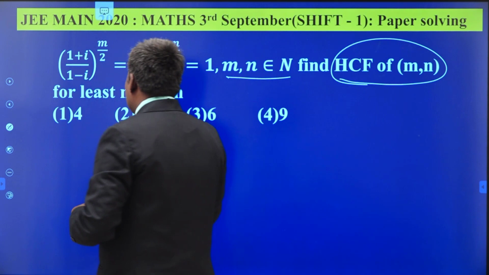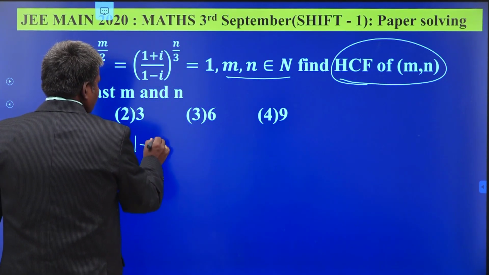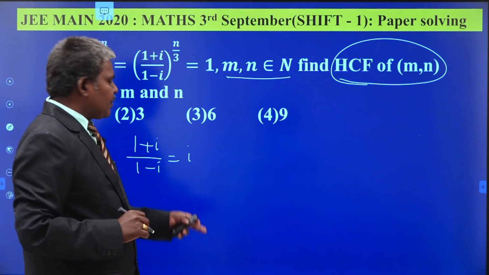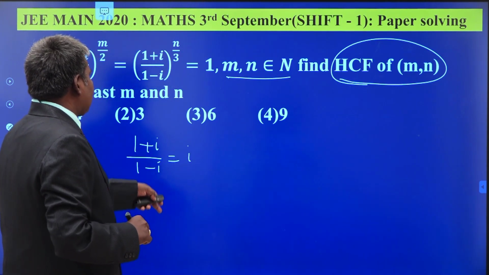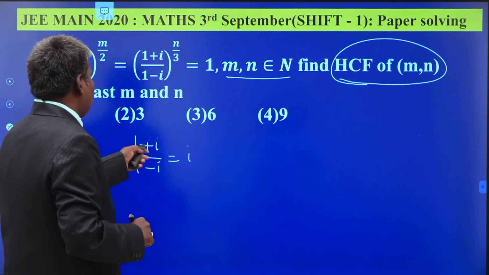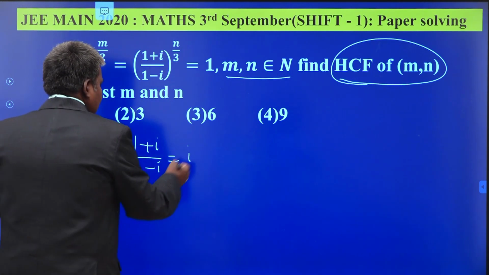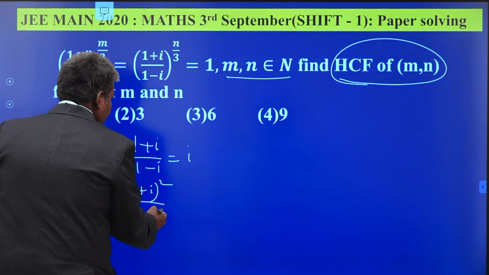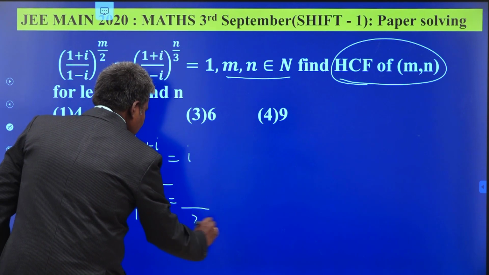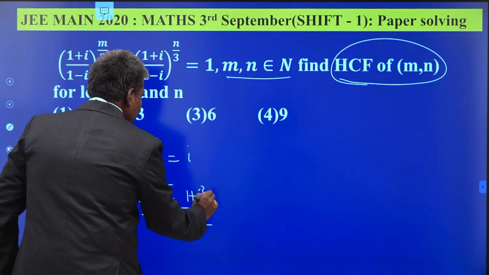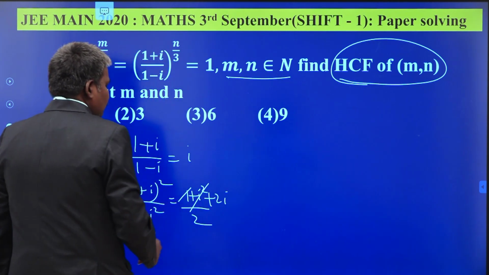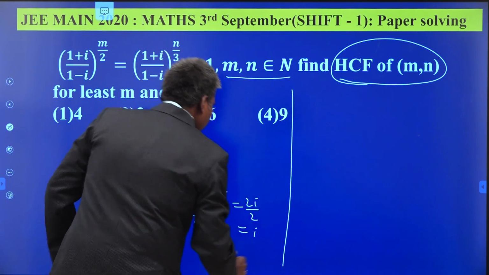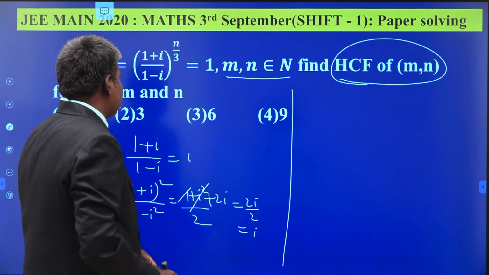All of you know that 1 plus i by 1 minus i is nothing but i. Am I correct or not? 1 plus i by 1 minus i. You just multiply numerator and denominator with 1 plus i, we can easily get i. Because 1 plus i whole square by 1 minus i square. i square means minus 1, minus of minus plus 1, that is 2. 1 plus i square plus 2i. i square is minus 1, plus 1 minus 1 gets cancelled. 2i by 2, we get i. Everyone knows, 1 plus i by 1 minus i is nothing but i.